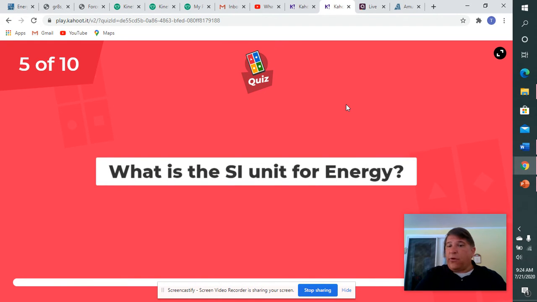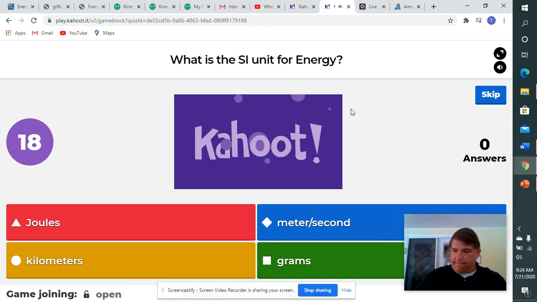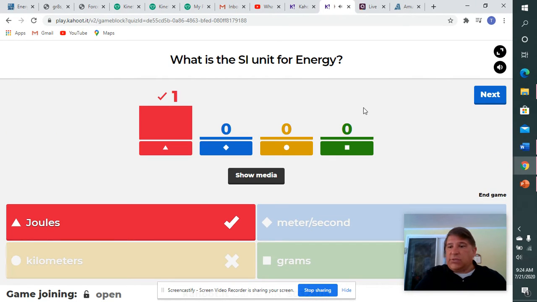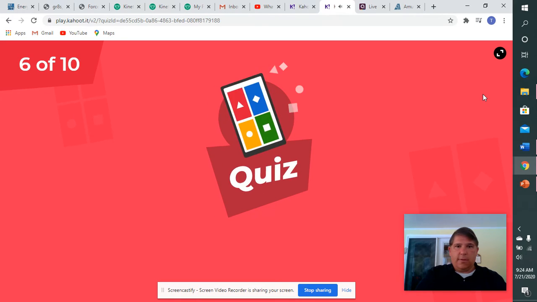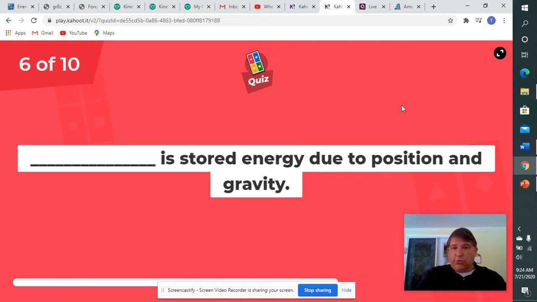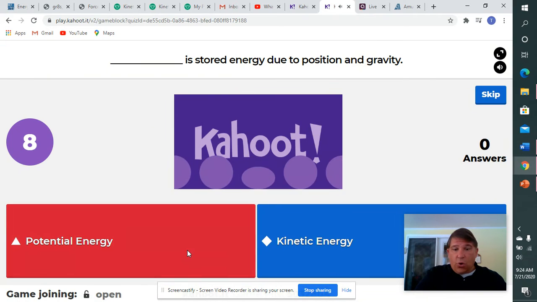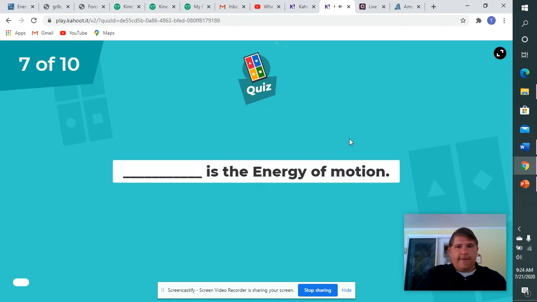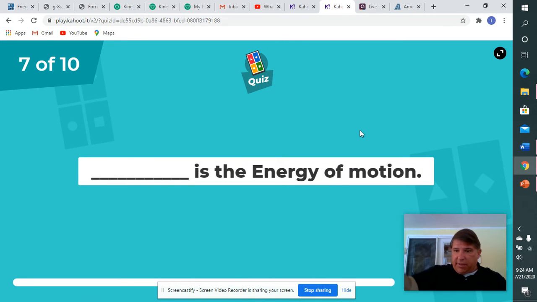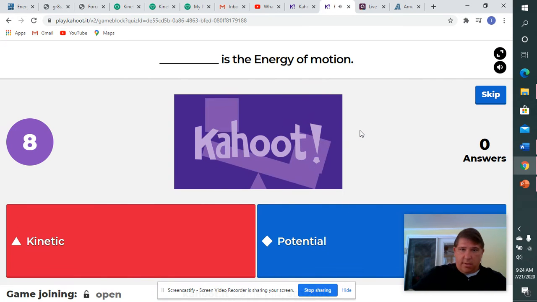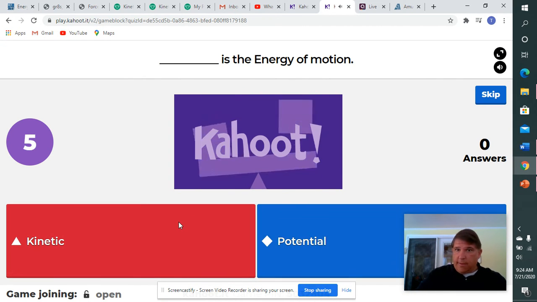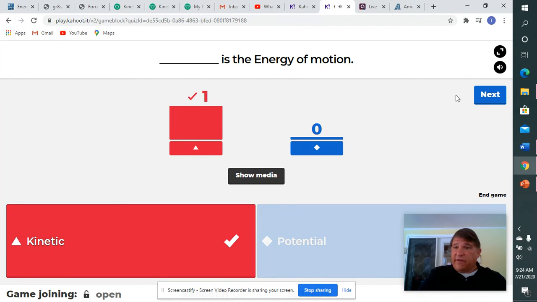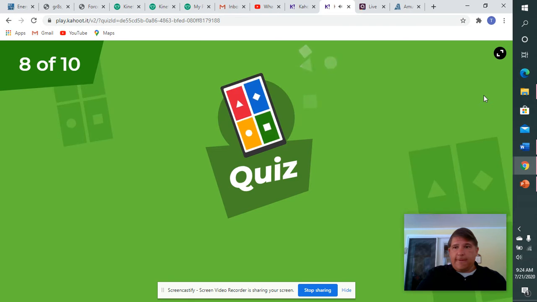What is the SI unit for energy? That would be known as joules. Blank is stored energy due to position and gravity. Stored energy is potential. The higher it is, the higher the potential energy. Blank is the energy of motion, something that is moving. Hello, Bob. That would be kinetic. Kinetic is the energy of motion.